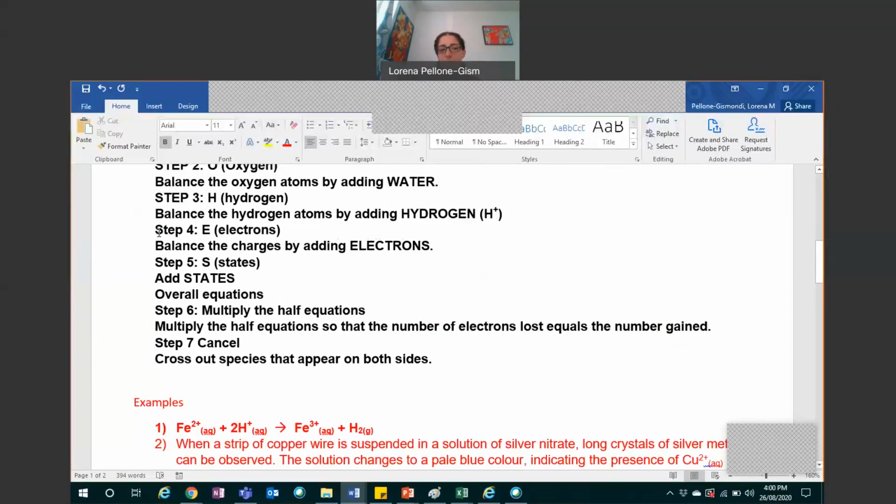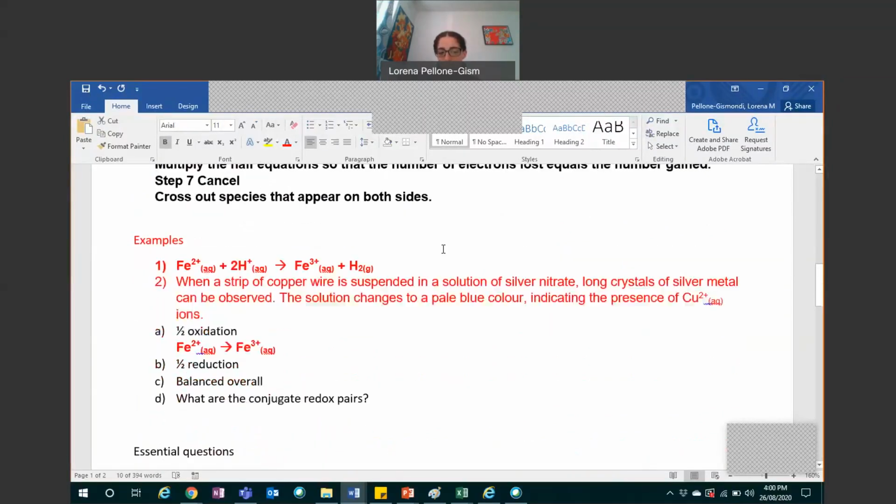Now, this is the really important one, step 4, balance the charges by adding electrons. So what we're going to go ahead and do is add electrons, and you always add electrons to the more positive side because electrons are negative. So I'm going to add electrons here, and electrons is shown with an e and a superscript negative because they're negatively charged, and they have a 1 negative charge.